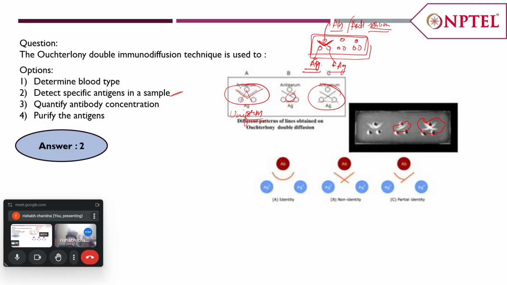So this is how we detect specific antigens from different antisera, or if we have to detect any antigen from, for example, any pathogen that is present inside this well, we use the Ouchterlony double immunodiffusion method. Okay, so any doubts in this particular part?